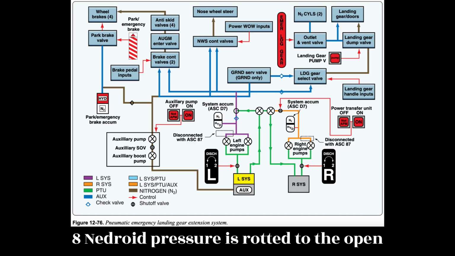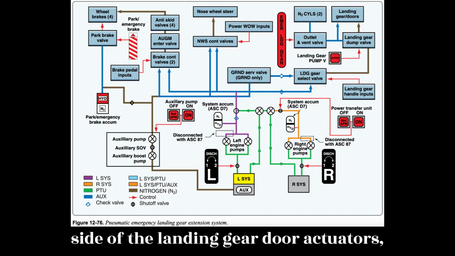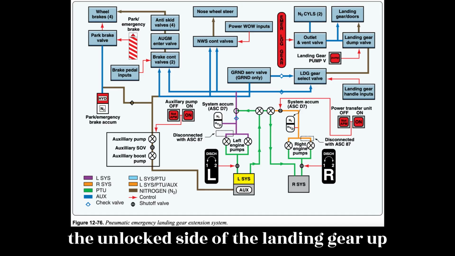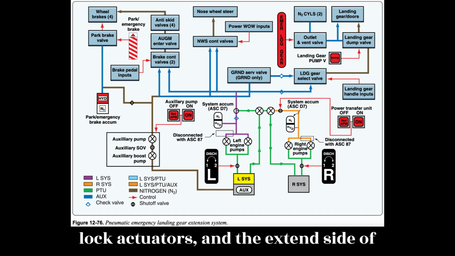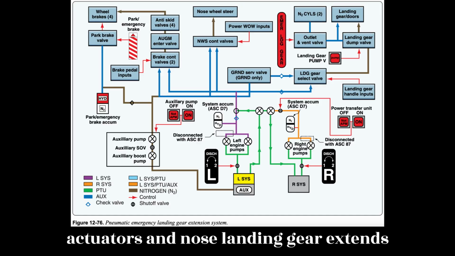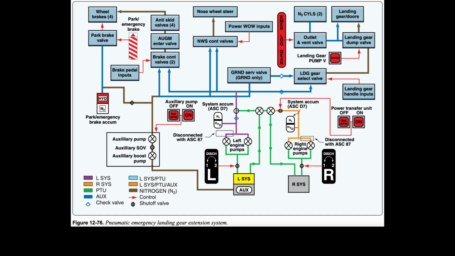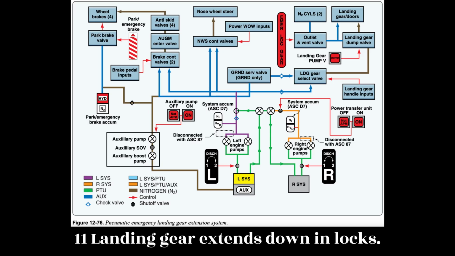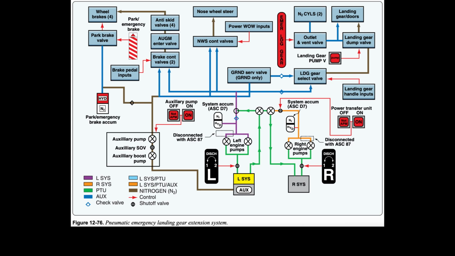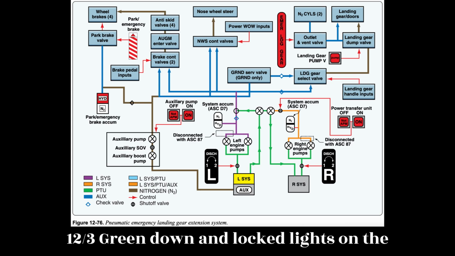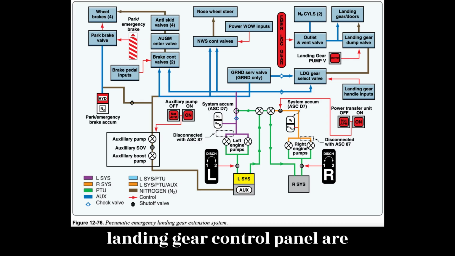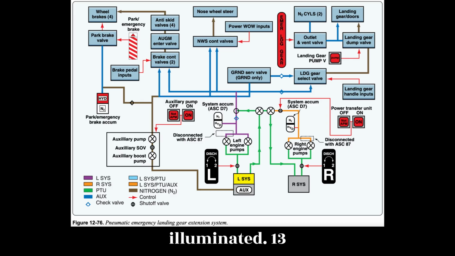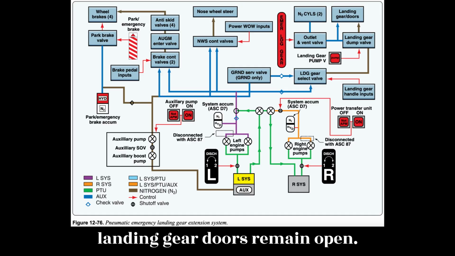8. Hydraulic pressure is routed to the open side of the landing gear door actuators, the unlock side of the landing gear uplock actuators, and the extend side of the main landing gear side brace actuators and nose landing gear extend/retract actuator. 9. Landing gear doors open. 10. Uplock actuators unlock. 11. Landing gear extends down and locks. 12. 3 green down and locked lights on the landing gear control panel are illuminated. 13. Landing gear doors remain open.